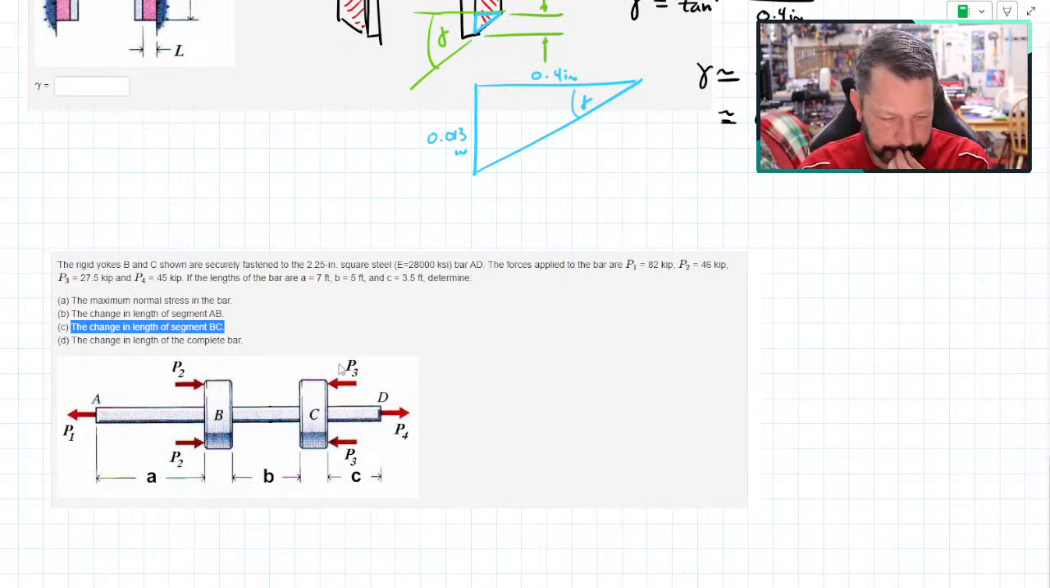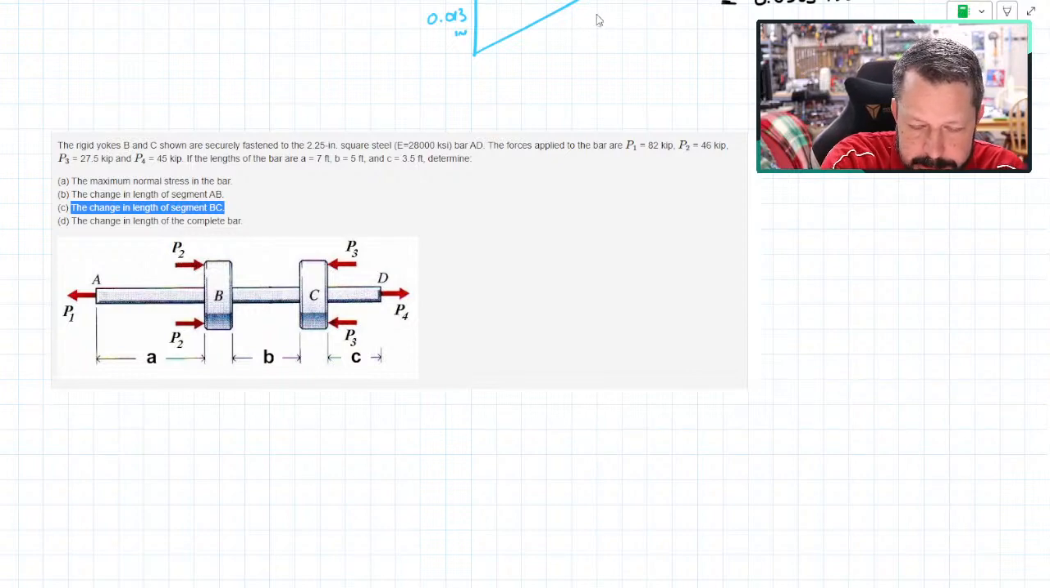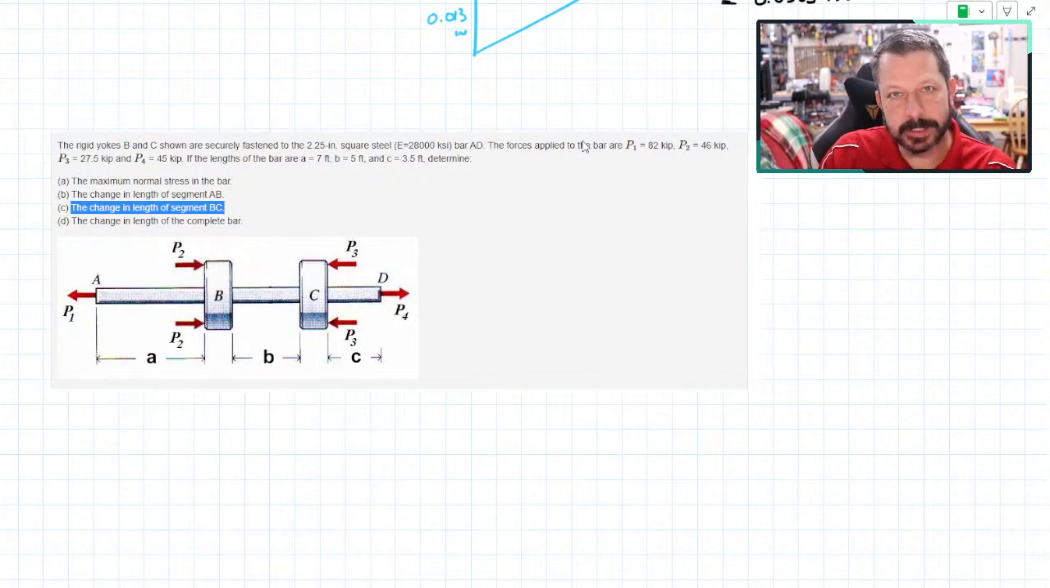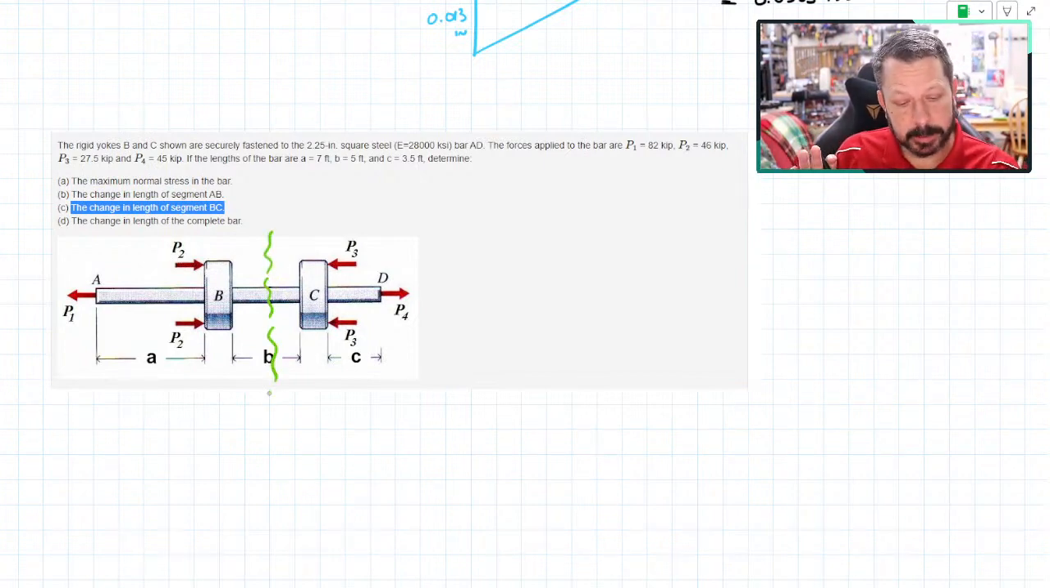All right, so we're going to do the change in length of segment BC. Let's cut it open. Whenever you're doing change in length of something that's got several sections on it, what you need to do is find the section you're interested in, go to the middle of that section, so we want BC, right in here, and cut the thing open and pick one side, either the left hand side or the right hand side, and draw that free body diagram.